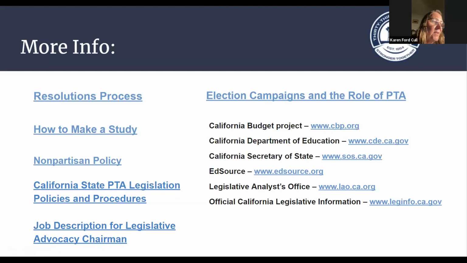EdSource is really good as information on education policy. The budget challenge is fun. It's a little limited, but it basically allows you to decide what the budget is and see what happens. I tried it and ended up with a $10 billion deficit or something. I wanted too much.